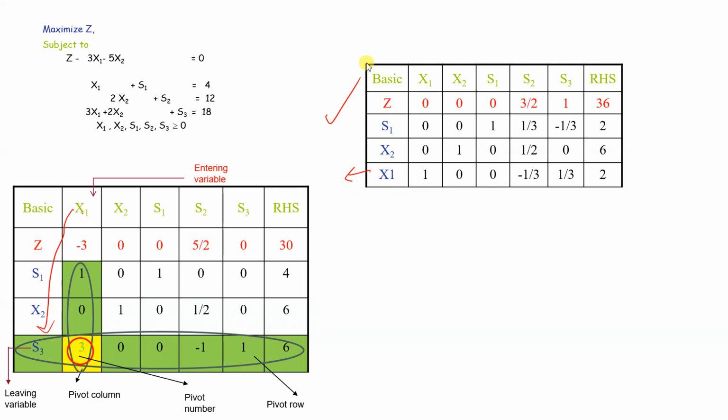So finally, in this table, you can see that all the coefficients in row 0 are either 0 or positive. That is non-negative. So all the entries in these columns are non-negatives. So it means that we have achieved the optimal solution. Now we cannot repeat this process again because there is no candidate for the leaving variable.